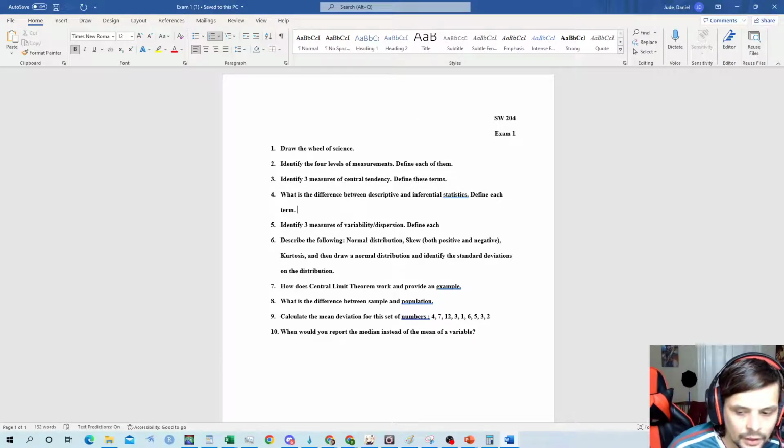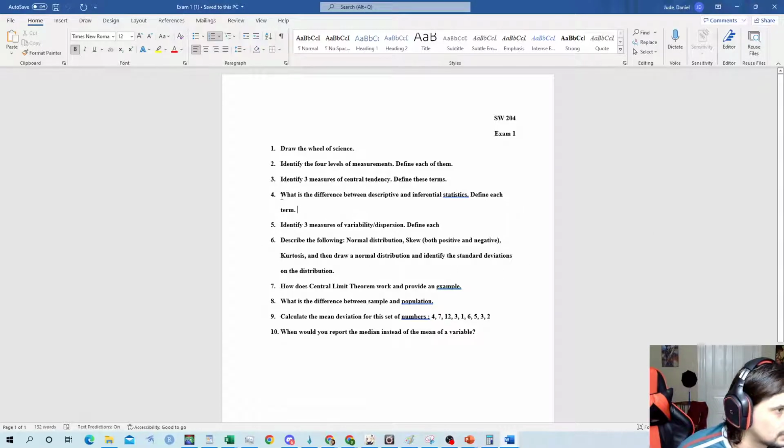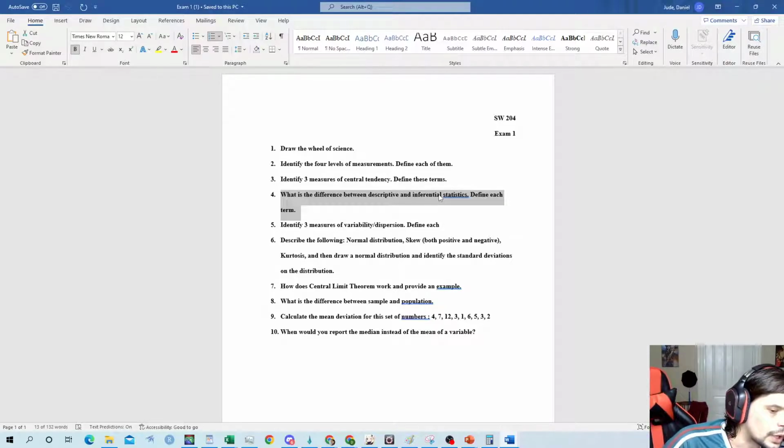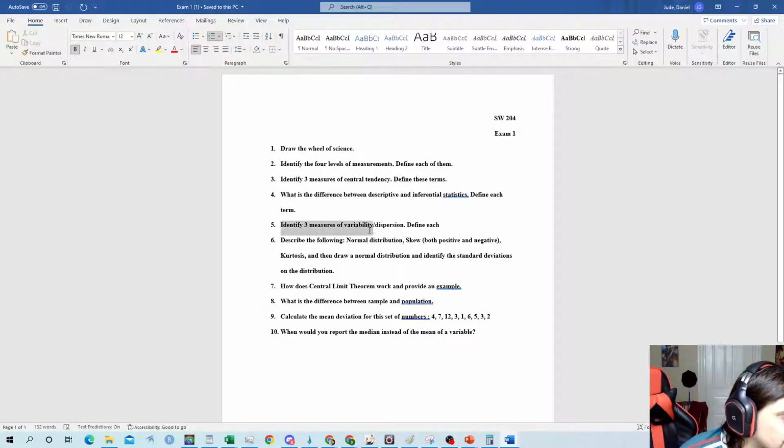All right. Now let's see the difference between descriptive and inferential statistics. Descriptive describes a population, and inferential infers about it. Things like if you're age 40 through 49, then you are at more risk for heart disease compared to someone that's 18 through 25. That's inferential. Identify three measures of variability or dispersion. Define each. Things like range, mean deviation, standard deviation, etc.